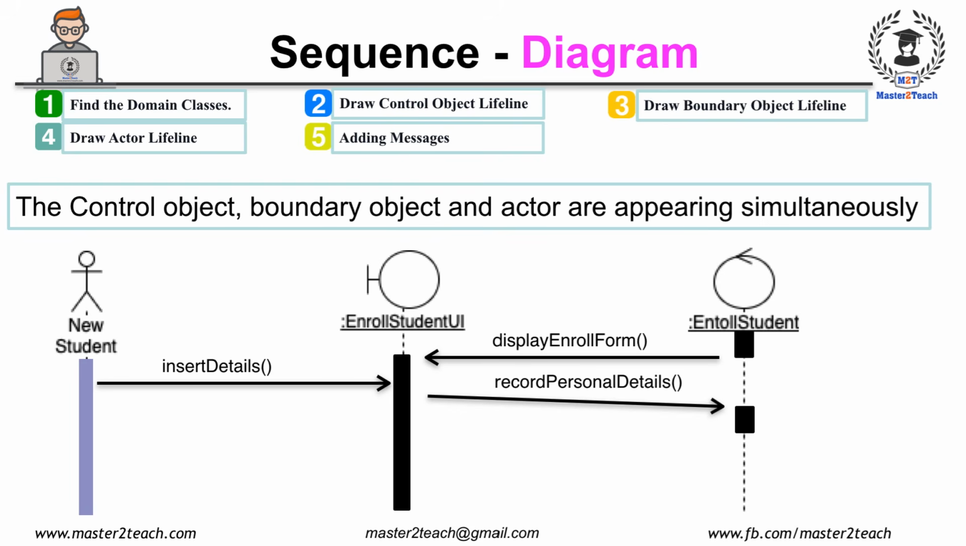Also remember that the messages are shown serially. Like at first, the displayEnrollmentForm method is executing, and after that the actor's fillPersonalDetail method is executing, and after that recordPersonalDetail, like this.